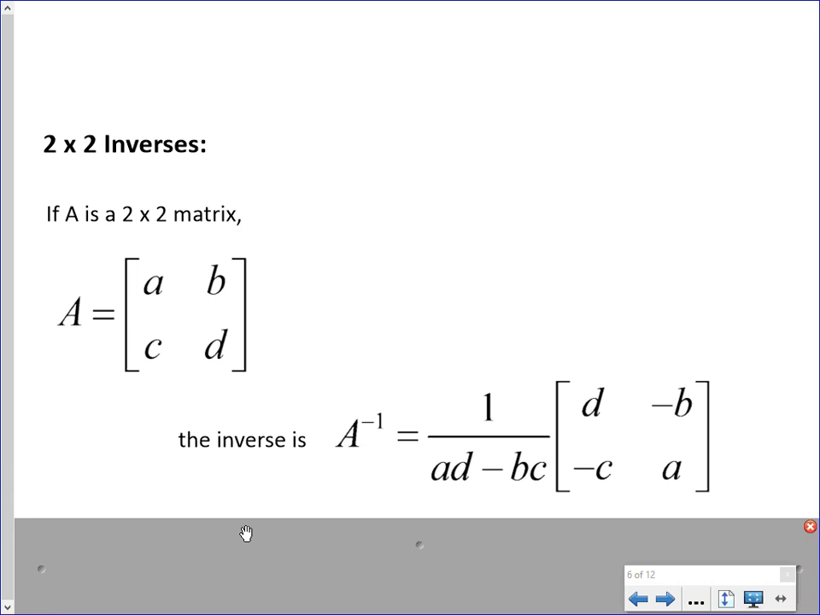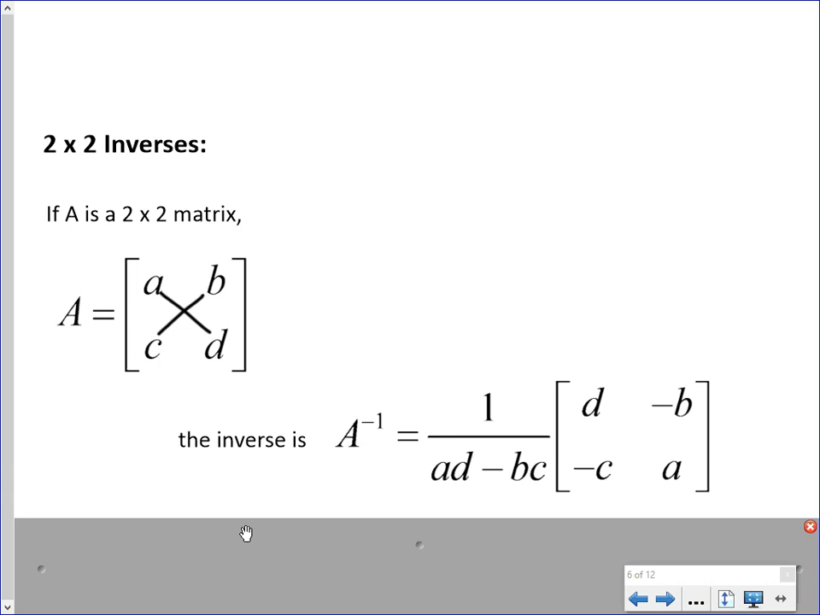And if you look at matrix A, it's really easy to figure out where you're getting those numbers. AD is the product of the first diagonal going down the matrix, right? So you're doing 1 over the product of that diagonal minus the product of the other diagonal, so BC. That should be pretty quick and easy. You're making an X, subtracting the products of the diagonals. That's how you get the scalar.